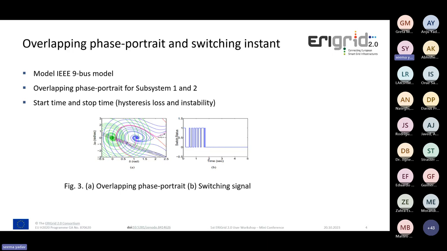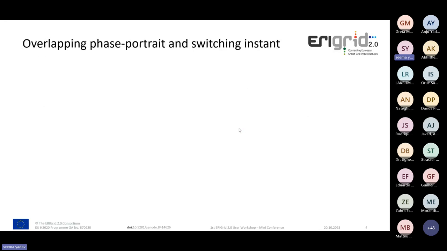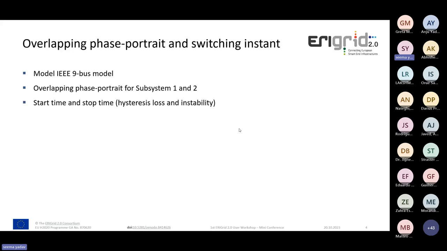So we will choose a start time where the two subsystems interact. For the attack we are implementing our attack on the circuit breaker, excitation system, and governor system, so we can operate our circuit breaker in either on or off condition. When we operate our circuit breaker in off condition, as shown in figure 2, it is called subsystem 1. When we operate it in on condition, it is called subsystem 2. So we get the system trajectory from these experimental results, and we are able to create the overlapping phase portrait as shown in figure 3a.